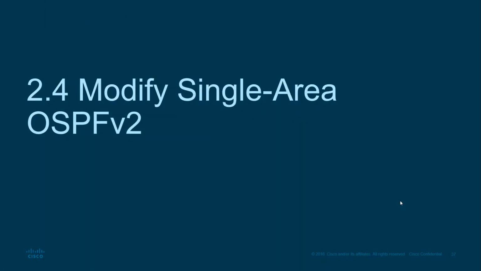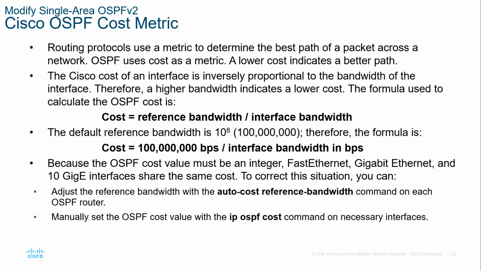So moving on, how do we modify a single area OSPF? Let's look at the metric that OSPF uses. OSPF uses a cost metric, and the cost will be the reference bandwidth divided by the interface bandwidth. The default reference bandwidth is 10 to the 8 power, or 100 million. Therefore, the formula is 100 million bits per second divided by the interface bandwidth in bits per second.